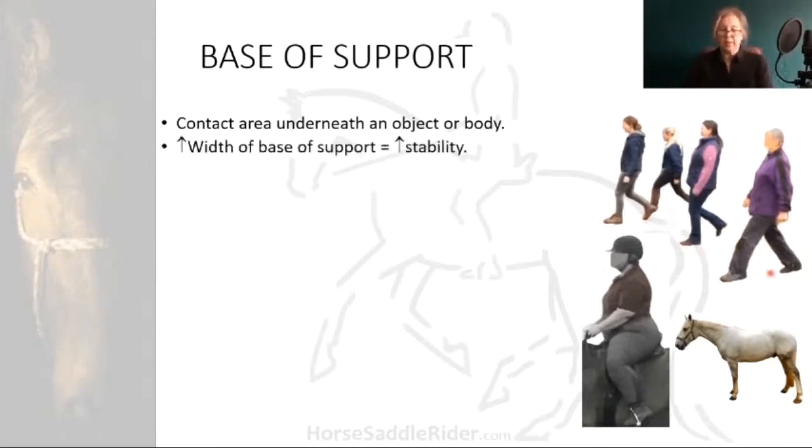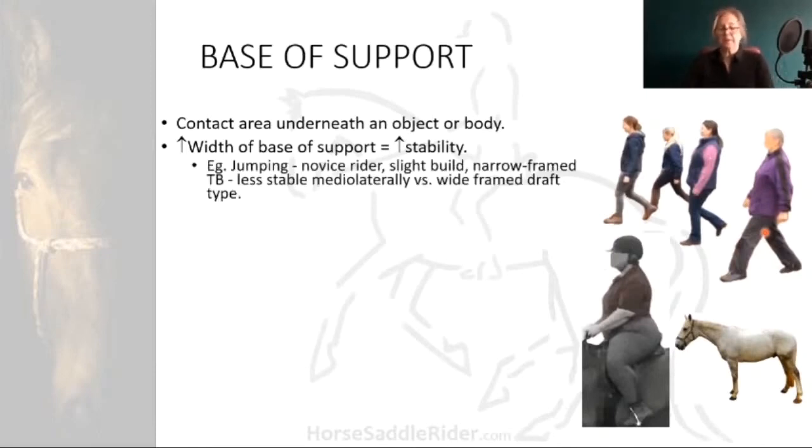And the greater the width of the base of support, for example, this one rather than this one, the more stable the body will be. You can see this is a very stable position, walking backwards, whereas this is perhaps not so stable. You can see that in the upper body. She just looks like she's tipping backwards, whereas this lady is firmly planting and making use of the ground contact for vertical balance.